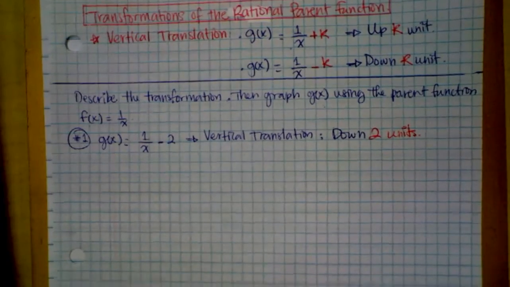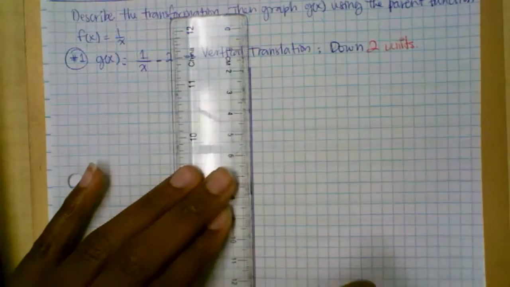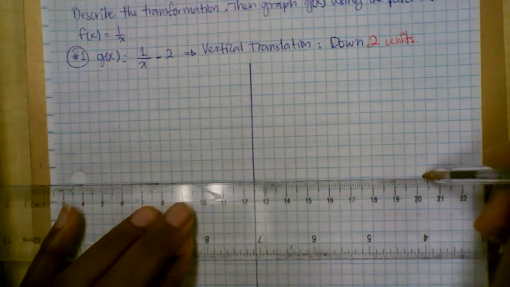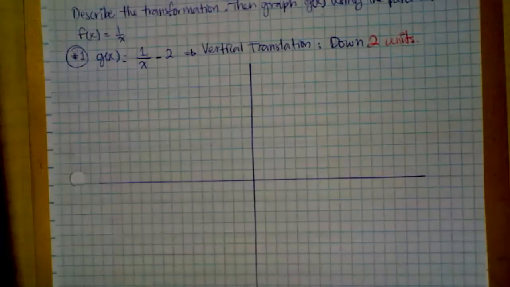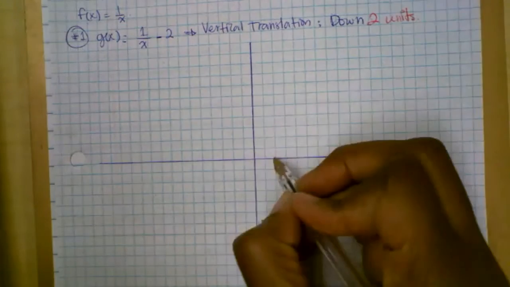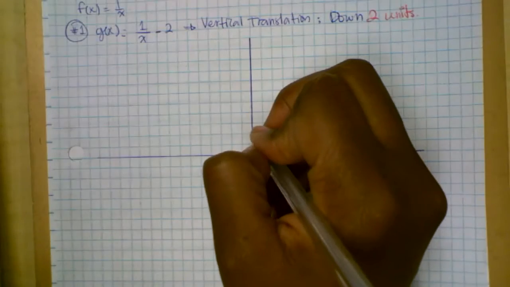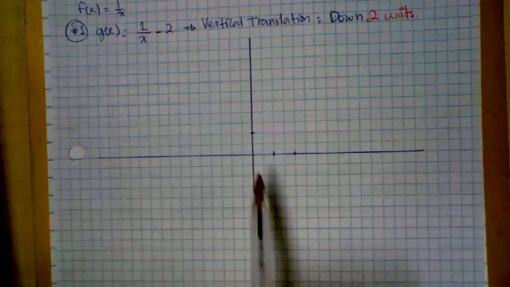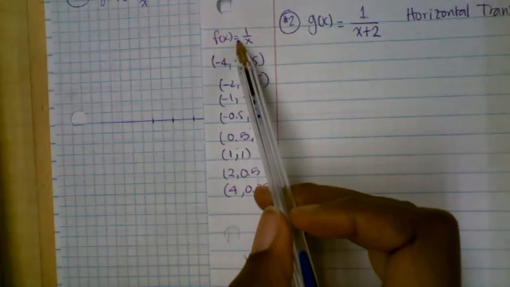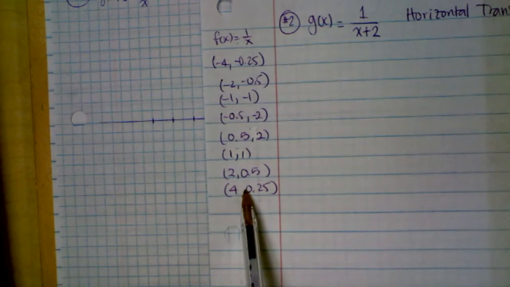So let's then graph. You're going to graph the parent function first. For the y-axis and the x-axis, I'm going to use 2 squares to represent 1 unit. So that's what I'm going to do on both the y-axis and the x-axis. Remember from last video, I have the ordered pairs from the parent function. I'm going to use those ordered pairs to graph the parent function.